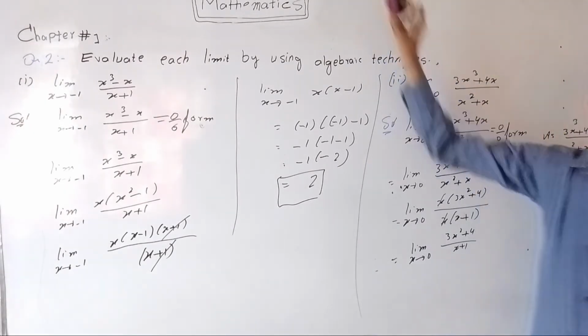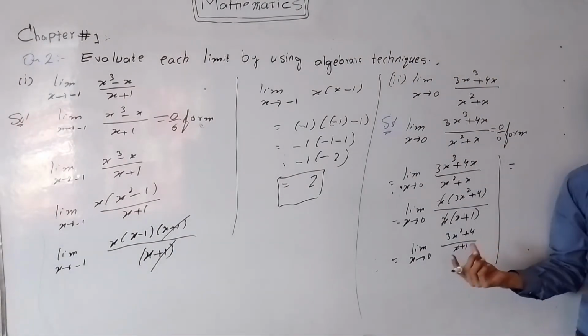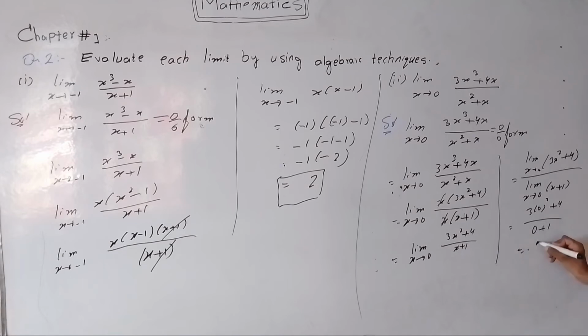Next, by applying limits, by using rules of coefficients, limit x approaches to 0 of 3x square plus 4 divided by limit x approaches to 0 of x plus 1, which is equal to 3 into 0 whole square plus 4 divided by 0 plus 1, which is equal to 4 divided by 1, is equal to 4, which is the required solution.